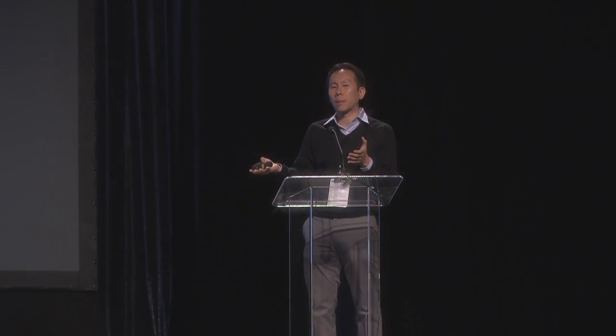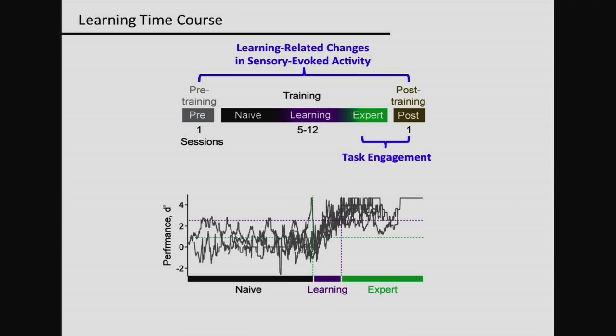And if we compare, for instance, an expert animal engaged in a task versus when they're not engaged in a post-training session, we can look for differences that might be more related to the actual task engagement itself. In general, mice have different learning curves, so we had to normalize the learning curve so we can look across the different pools of animals. We have divided the learning into three phases: a naive phase, where the performance is at chance levels, a learning phase where the performance increases, and an expert phase when the performance saturates.